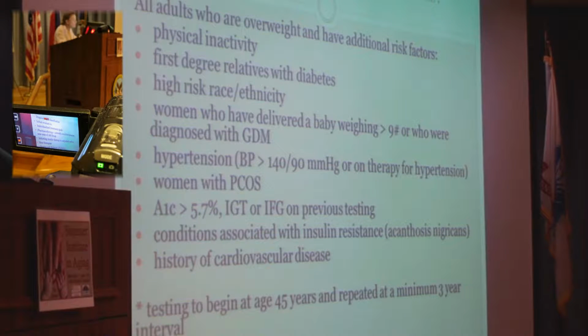And also conditions that are associated with insulin resistance. You see the acanthosis on the neck of obese individuals. Those individuals are very, very insulin resistant, and we certainly want to screen them for type 2 diabetes because they're high risk for disease. And also individuals with a history of cardiovascular disease, especially onset at a young age. So those are the same criteria we've had for many years, but we're not really screening patients adequately in this healthcare system.